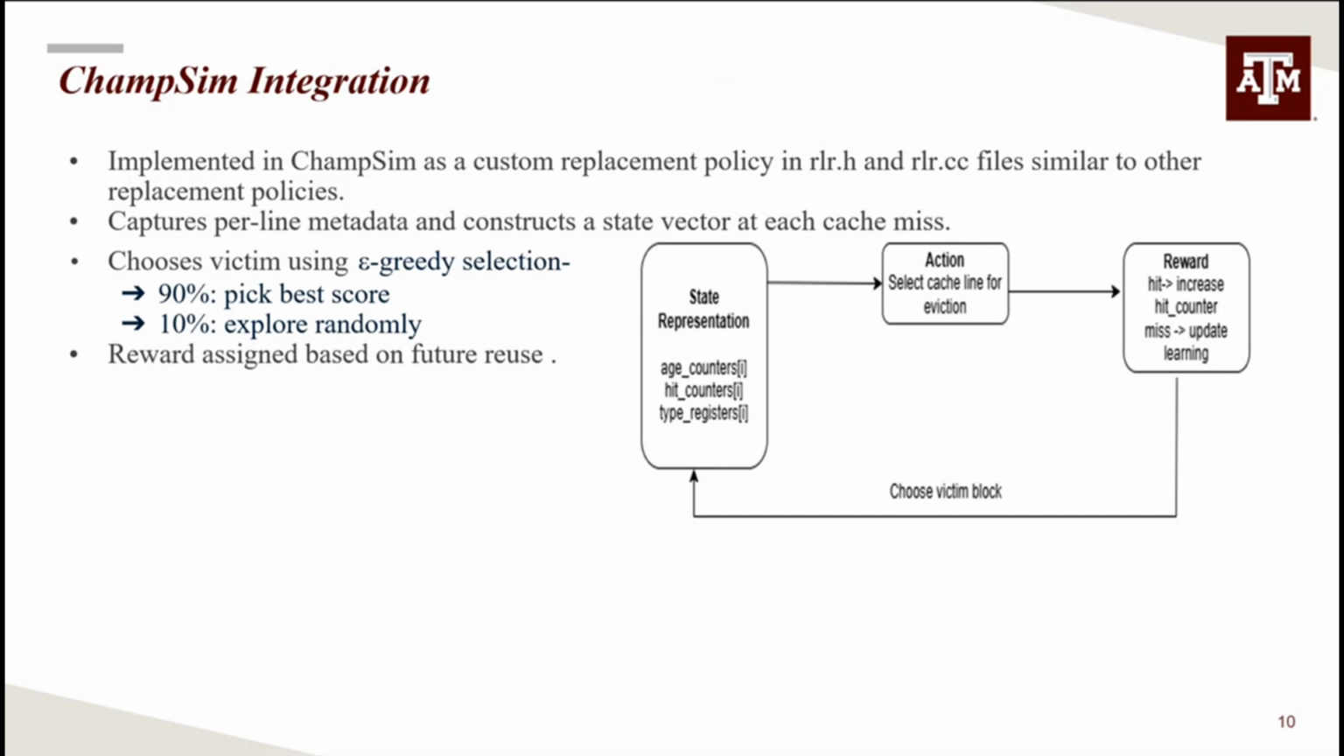So we use the epsilon-greedy selection strategy to choose the victim block for eviction. Finally, we assign a reward based on future reuse. The hit counters go up for successful reuses, while misses lead to an update in our learning process. This feedback loop allows our policy to continuously improve over time by balancing exploitation and exploration effectively.